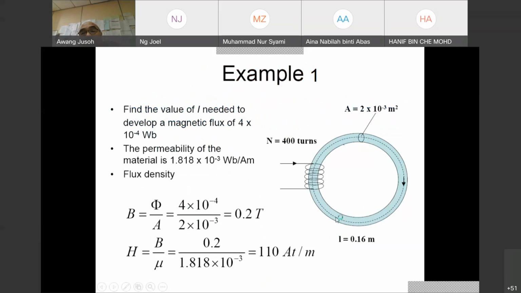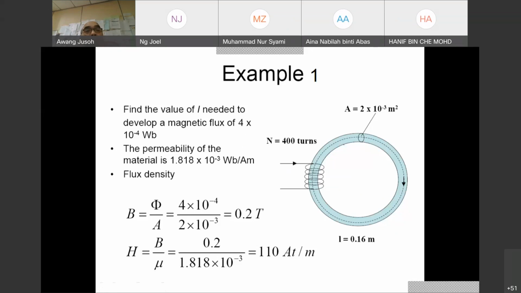L stands for the magnetic path length, the length of the magnetic path. L is in meters. Whatever different unit, you must change to meters. This is the standard unit for length. N is 400 turns, and the cross-sectional area for the flux line, A, equals 2 times 10 to the power minus 3 meters squared. So all units must be in meters. It's very important. Okay, and they ask us to find the current. How much current is required to develop a flux of 4 multiplied by 10 to the power minus 4?